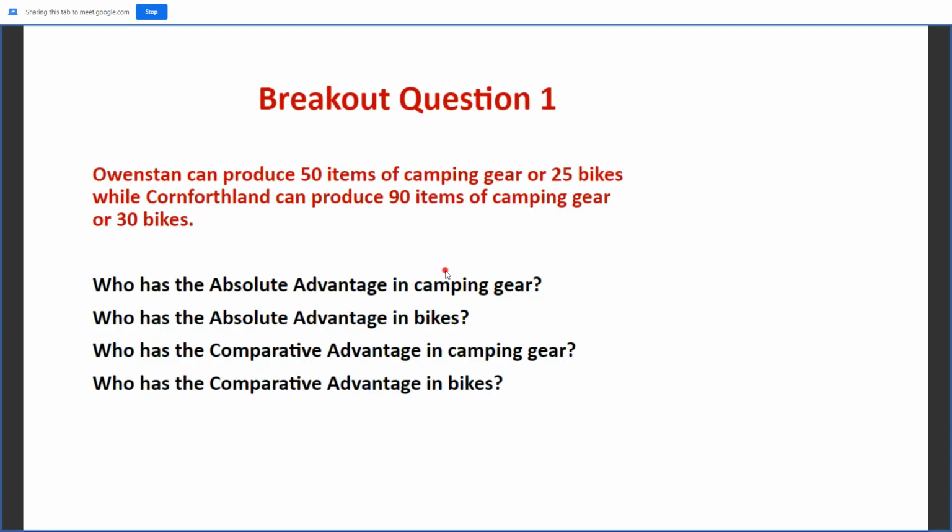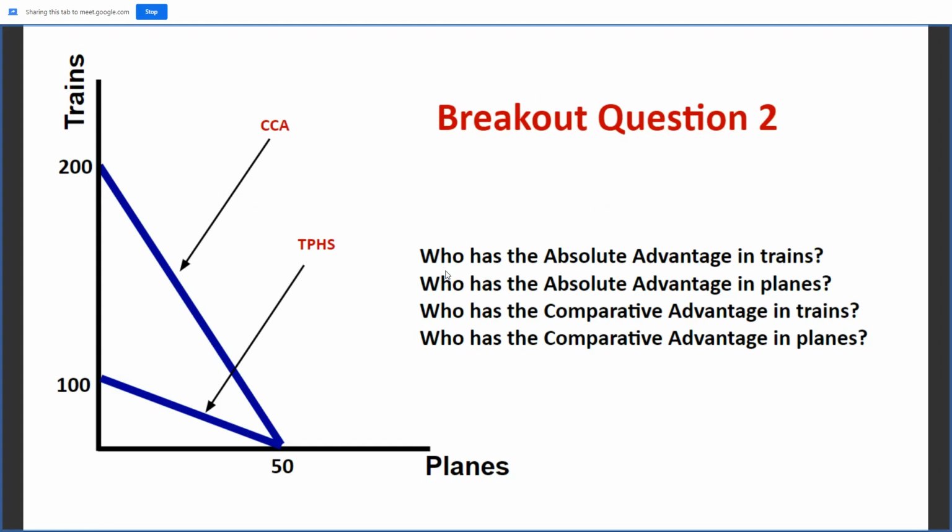All right, so what I thought we would do to handle practicing this is we'll hit up some breakout rooms. I've got 3 scenarios for you. You have one where I created a word problem. Owen Stan can produce 50 items of camping gear or 25 bikes, while Cornforthland can produce 90 items of camping gear or 30 bikes. Second question, I made a production possibility curve with trains and planes, evaluating CCA's production possibility curve and Torrey Pines production possibility curve. We'll solve for absolute advantage and comparative advantage again.